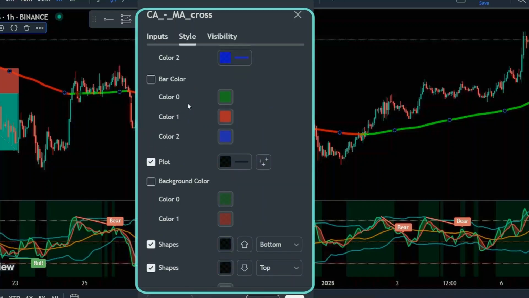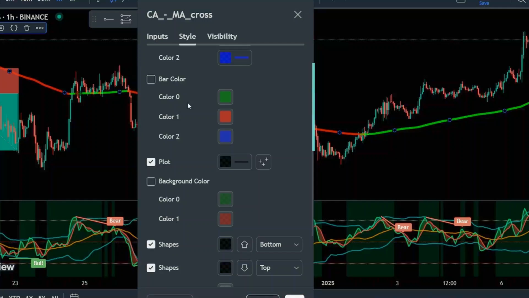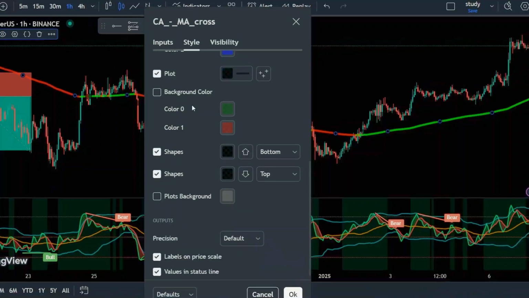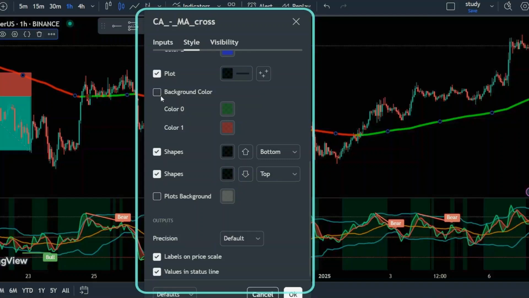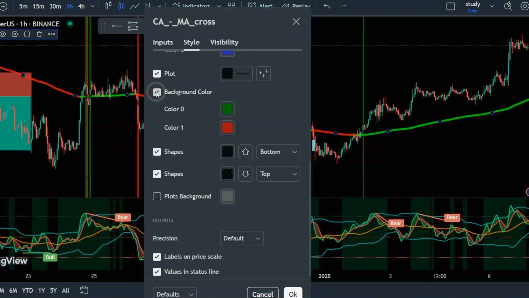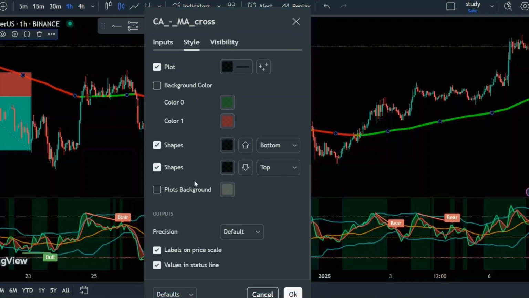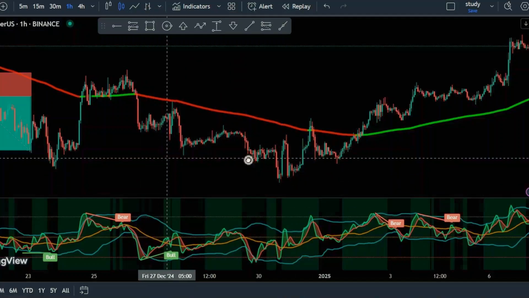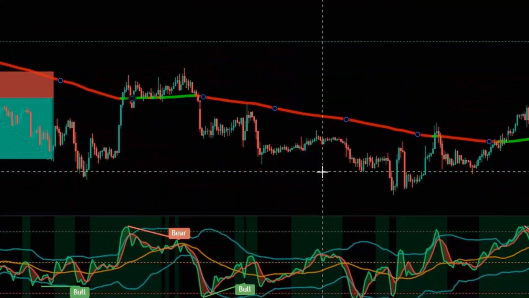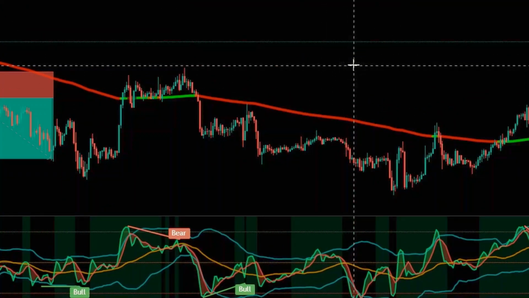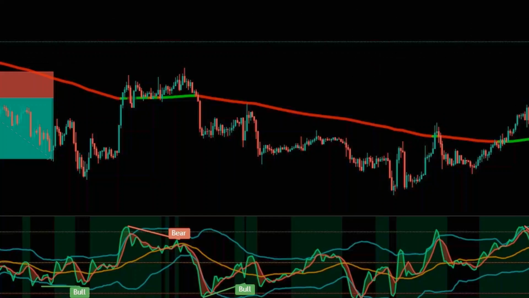If you need the bar color, you can leave it there, but I don't want my chart to be clouded, so I don't need that bar color. It depends on your own perspective. As for the background color, if you want it, you can tick it, but I don't want it. So that's all. You click OK. So you can see, when you follow that particular setting, you will have this kind of moving average that I have on my chart.